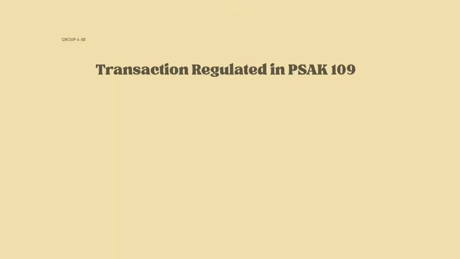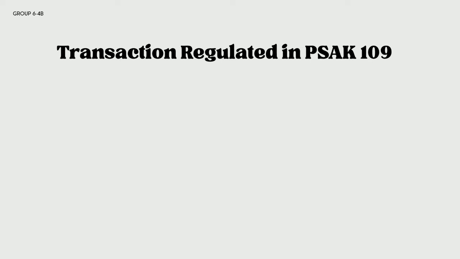Topic number 5 is transactions regulated in PSAK 109. BAZNAS and LAZ regulate transaction reporting and recording for the collection of zakat, infak, and alms funds received by Amil parties from muzaki or donors. Then they regulate transaction reporting and recording for transactions carried out by Amil parties when distributing zakat, infak, and alms funds to mustahik parties. The process of BAZNAS and LAZ activities is as follows.